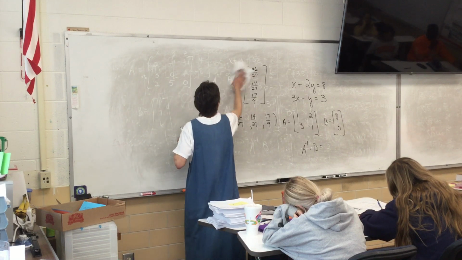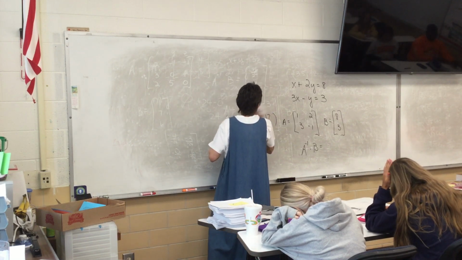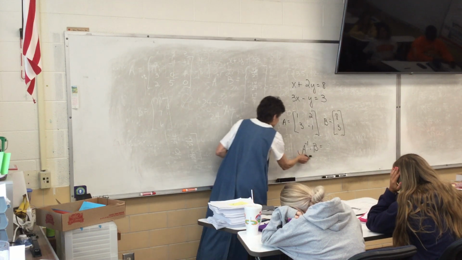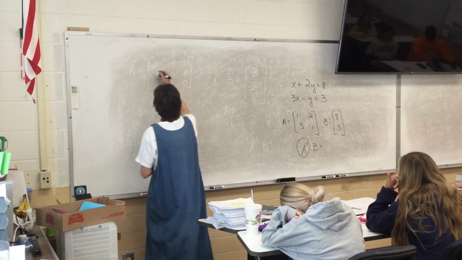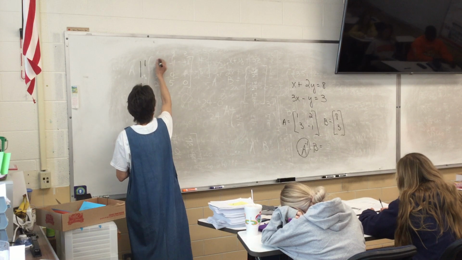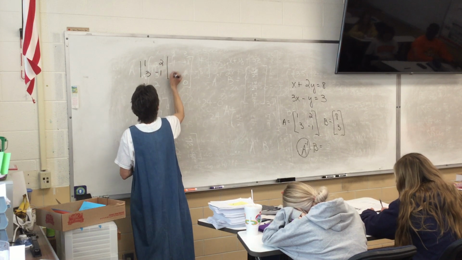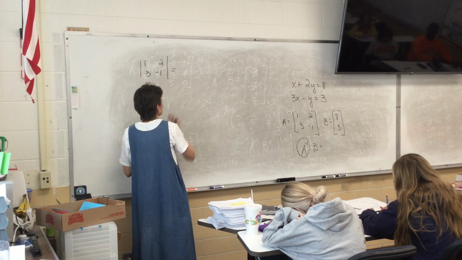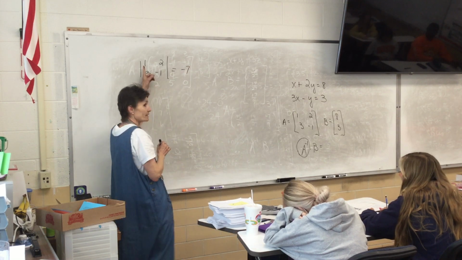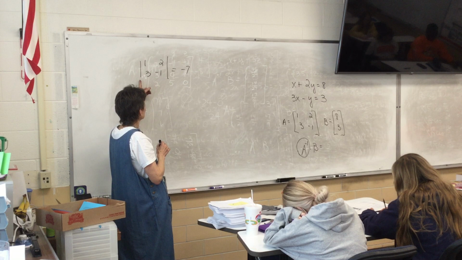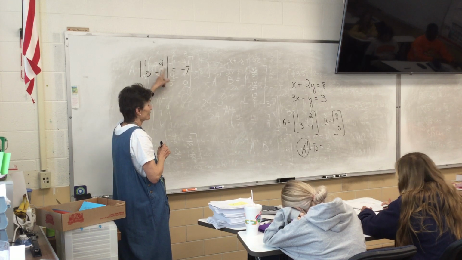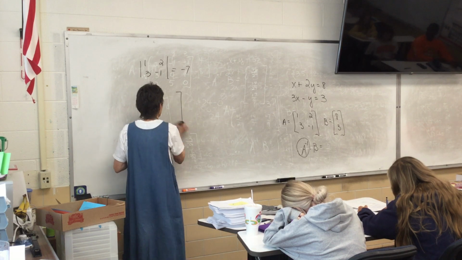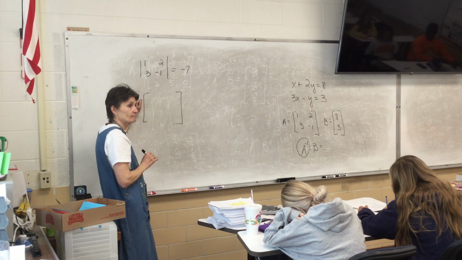Let's review it again. Who can tell me the first step? I have to find this. You have to do a determinant. So I have to find the determinant. So 1, 2, 3, -1. That determinant is going to be -7. Did everybody get -7? -1 minus 6. Okay, then, this is exciting. What do I do next?